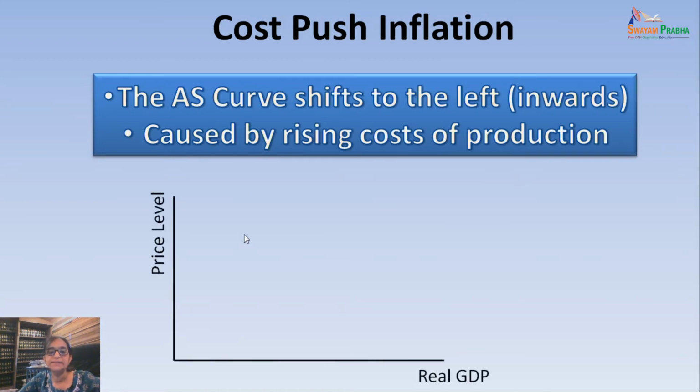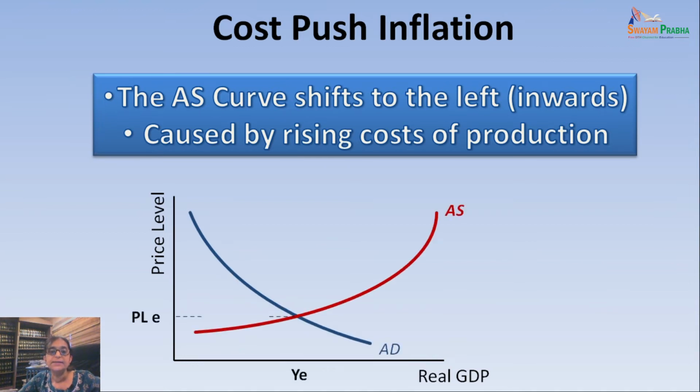Now let us make this graph. Let us say that this is your aggregate demand curve, shown by the blue line. You have an aggregate supply curve which is upward sloping. We are of course measuring the price level on the y-axis and real GDP on the x-axis. They meet at a point where your equilibrium is at PLE and output is YE.